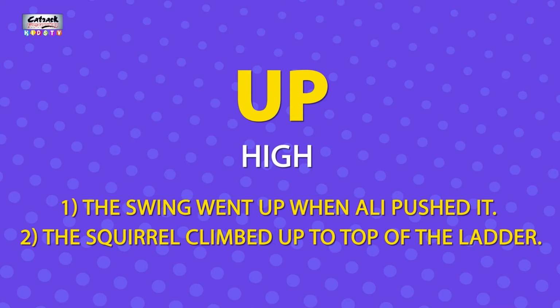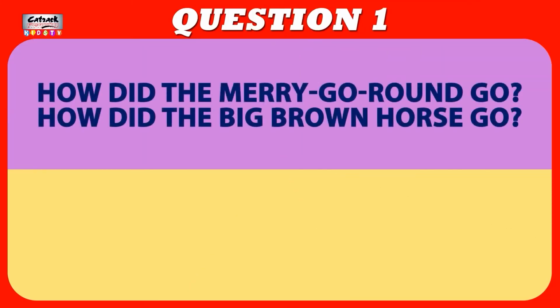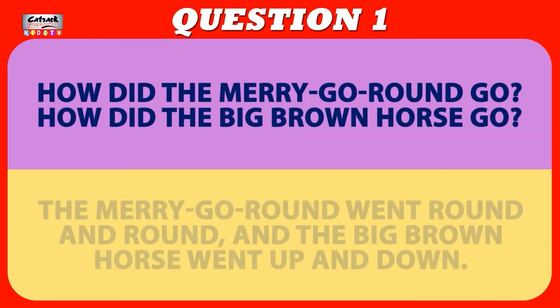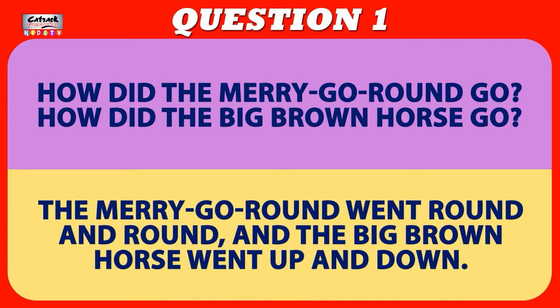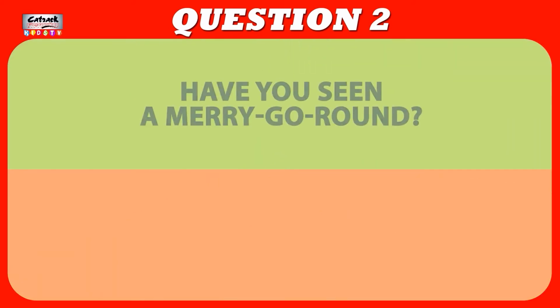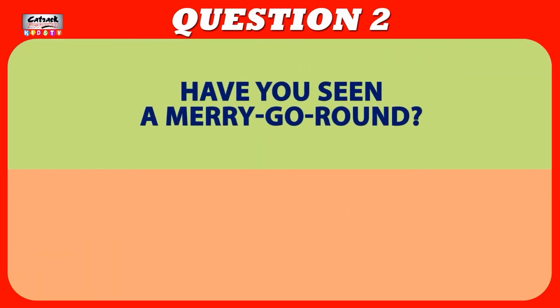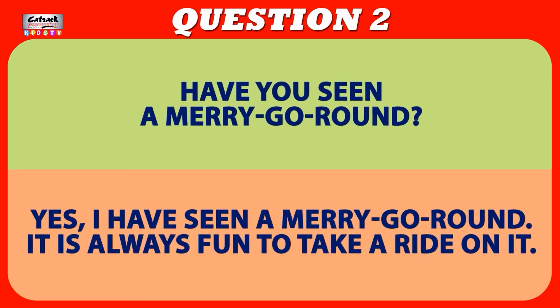Let's do some exercise. Question 1. How did the merry-go-round go? How did the big brown horse go? Answer. The merry-go-round went round and round, and the big brown horse went up and down. Question 2. Have you seen a merry-go-round? Answer. Yes, I have seen a merry-go-round. It is always fun to take a ride on it.